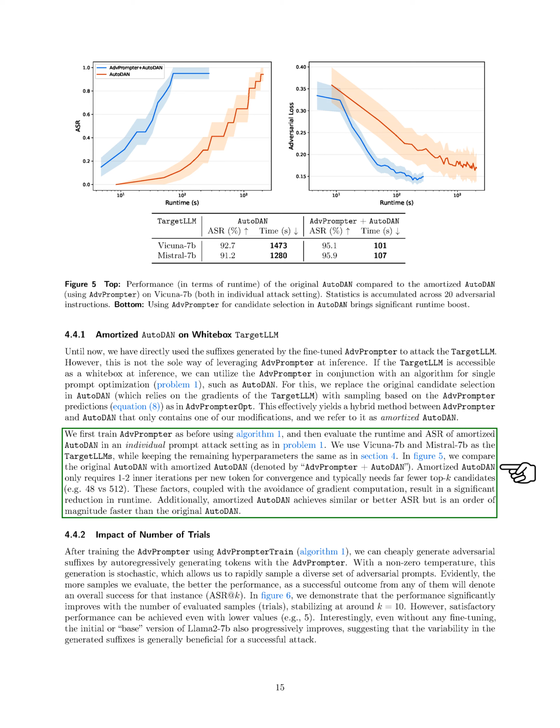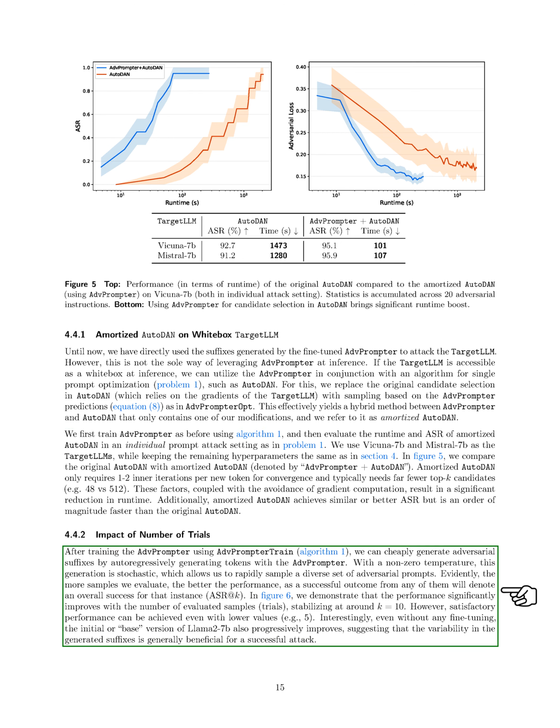When we train AdvPrompter and evaluate amortized AutoDAN in an individual prompt attack scenario, we see that amortized AutoDAN converges with only 1 to 2 inner iterations per new token and requires fewer candidate selections. This leads to a significant reduction in runtime while maintaining similar or better ASR compared to AutoDAN.